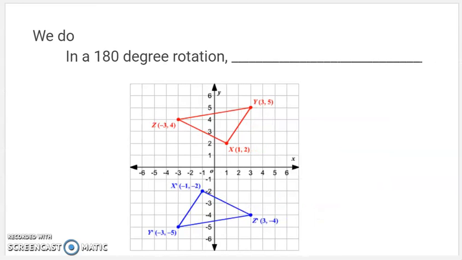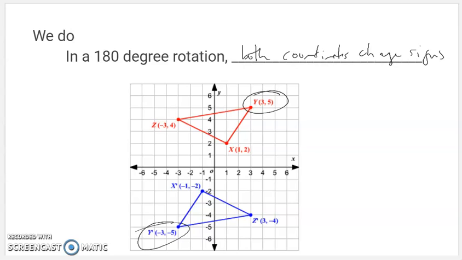In a 180-degree rotation, both coordinates change signs. And that's it. So like 3, 5 becomes negative 3, negative 5. And that's how it works. So that's what happens to the coordinates in a rotation.